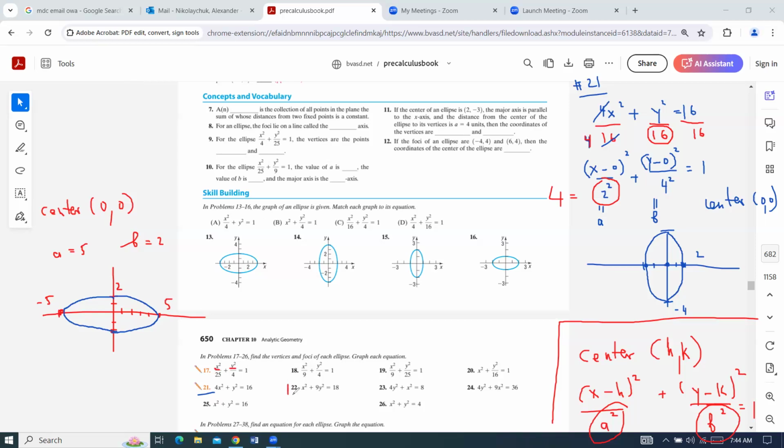Okay, so let's do one more. How about 22? So it looks like with 22, we have 18. So I'm going to divide by 18. And this way I'm going to start to produce number 1 on the right side. So if you have x squared and 9y squared is equal to 18, what I do is produce 1. So that's the first step. Always the same thing. We need to produce number 1.